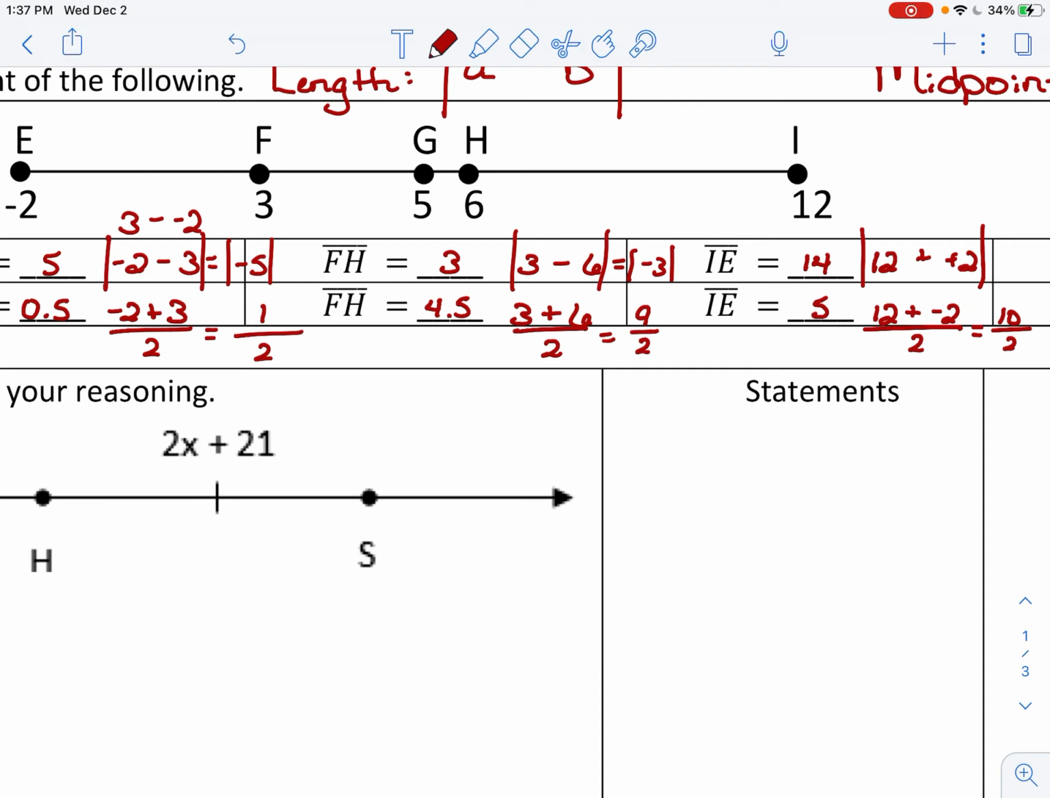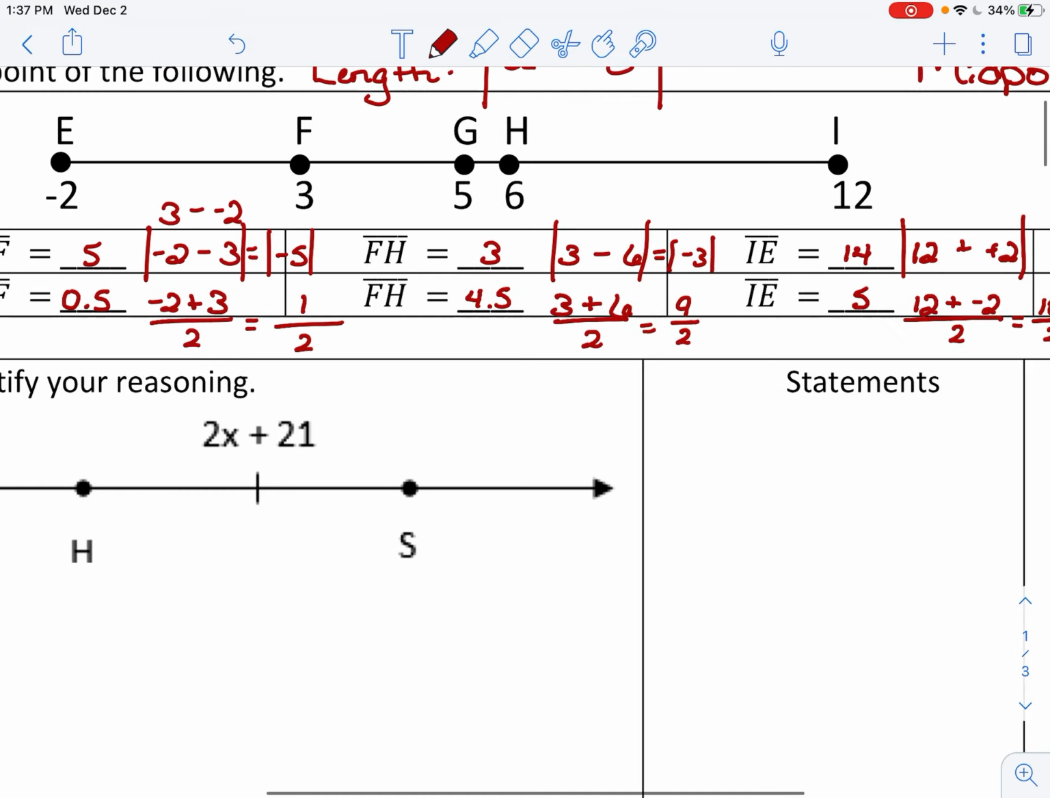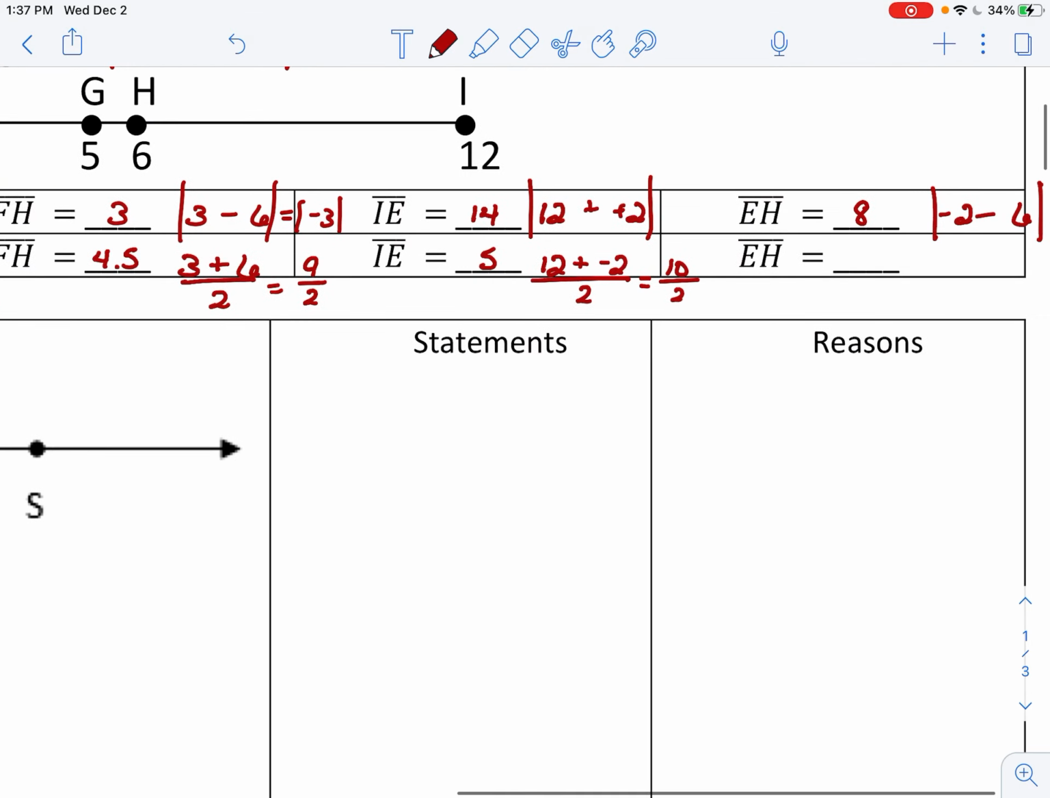This is finding the point that is in the middle. So this is not anything to do with the length here. It's just saying what dot is in the middle. Lastly, EH. E was at -2, H is at 6. So I'm going to take my two numbers, -2 and 6. I'm going to add it up and divide by 2. -2 plus 6 is 4, and half of 4 is 2.